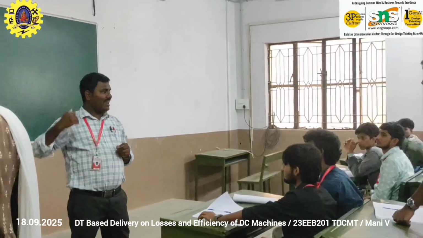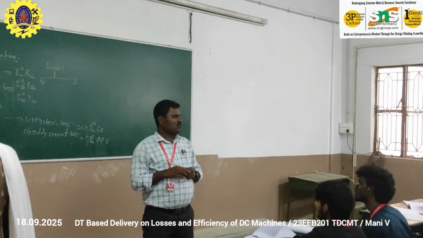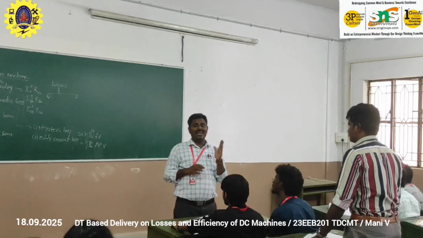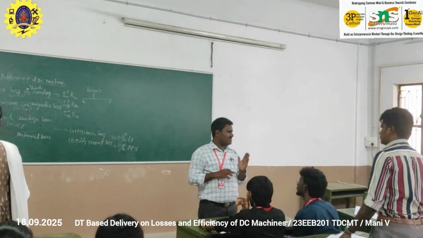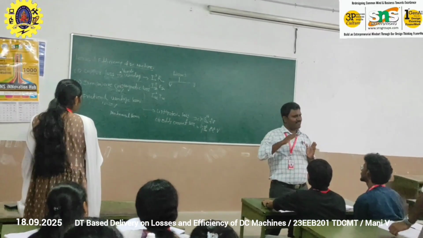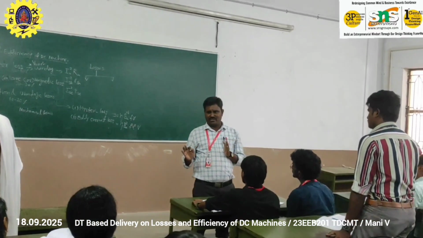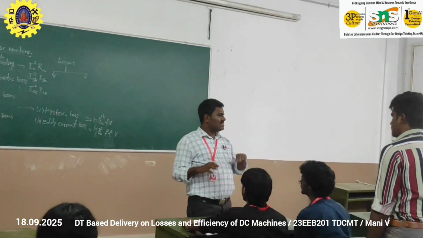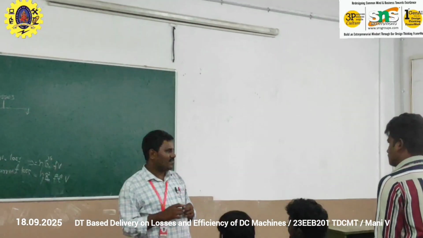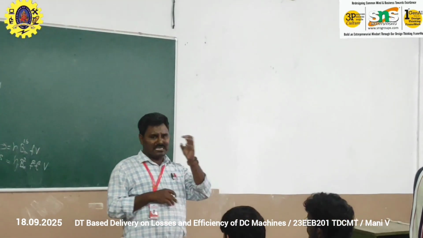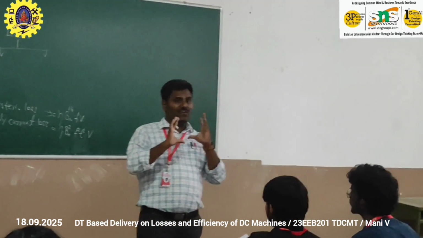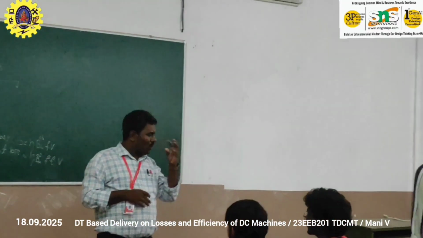So these are the various losses of the DC machine. Out of these, the copper loss is a variable loss. It is mainly dependent on the load. If the load increases, the copper loss will increase. The core and iron losses will be constant, fixed. Mechanical loss is also called stray loss. So with these losses, we are able to determine the efficiency of the DC machine.